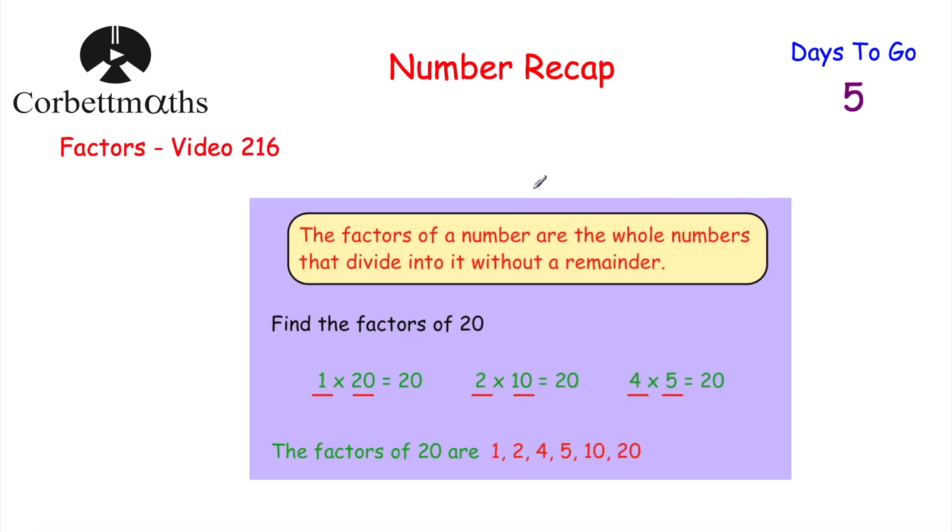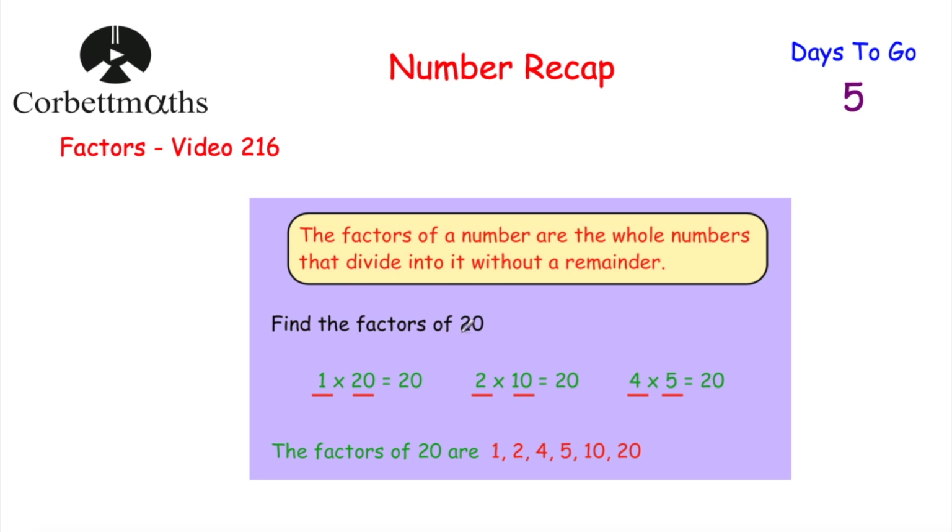Okay, next, factors. So factors are whole numbers that divide into a number without a remainder. So the factors of 20 would be 1, 2, 4, 5, 10, and 20. Because you can divide 20 by all of these numbers and there wouldn't be a remainder. You can do 20 divided by 4 is 5, 20 divided by 5 is 4, and so on. And to find factors, it can be quite useful to think of what multiplies together to give you 20.